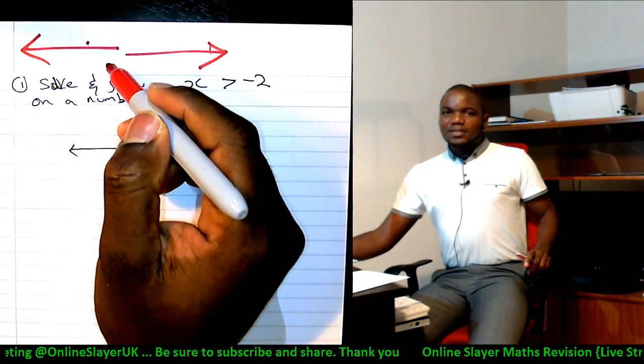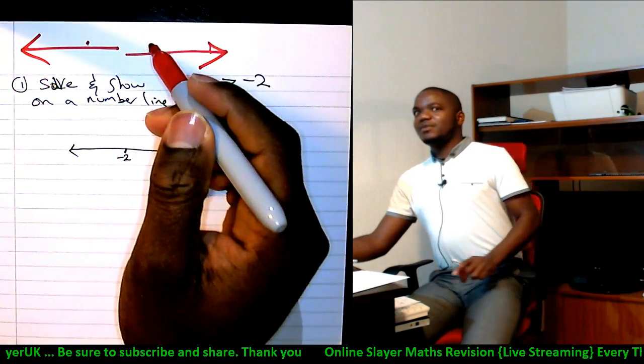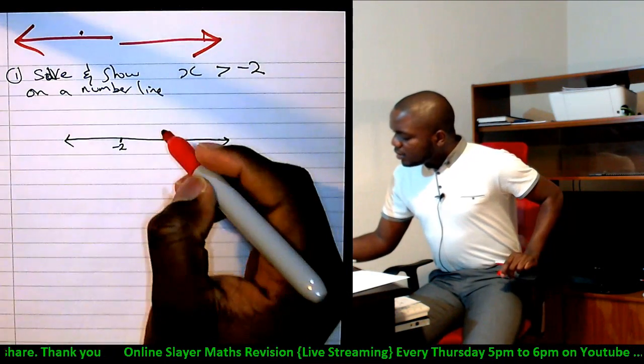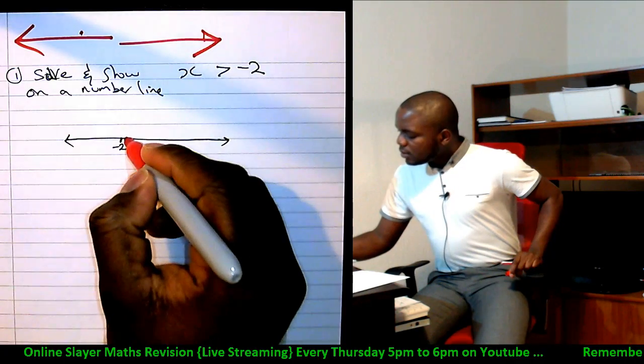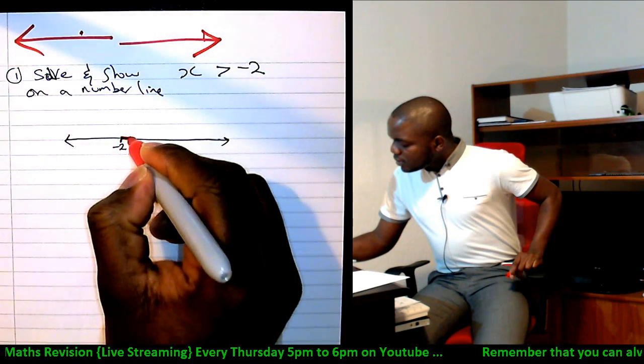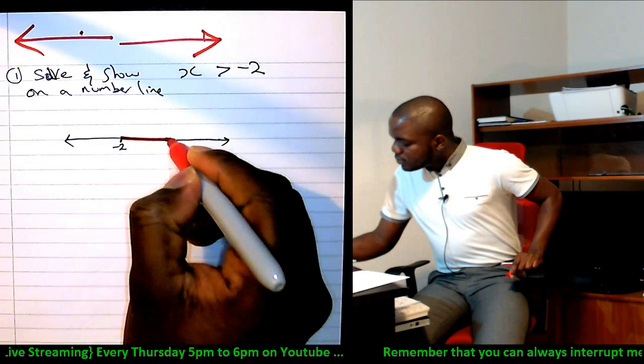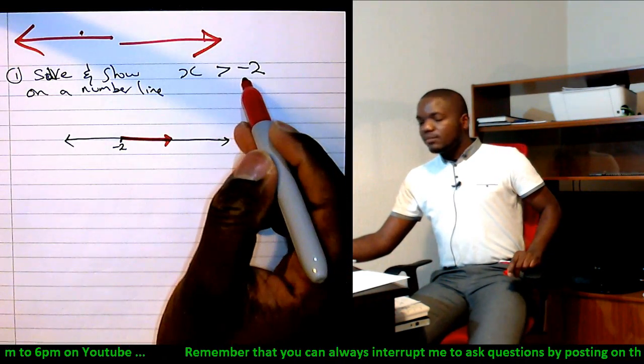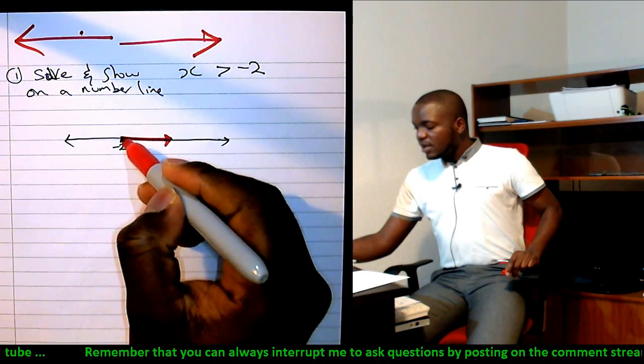So you don't need anyone telling you, okay, it should be on the positive side. Come on, it's obvious from the sign, isn't it? But you go this way. And that is it. Greater than minus 2. Because this is minus 2 and it goes on.